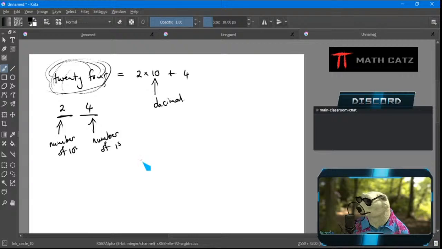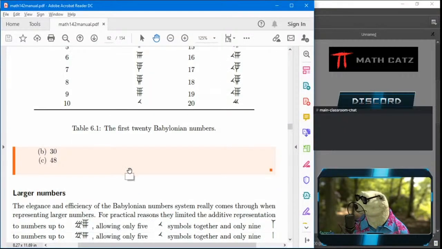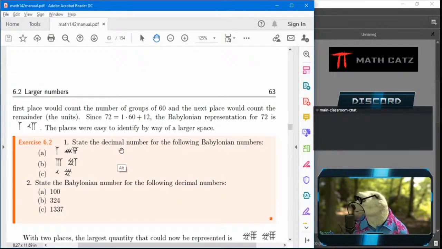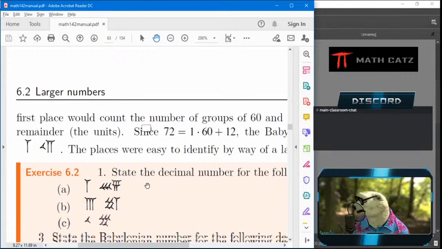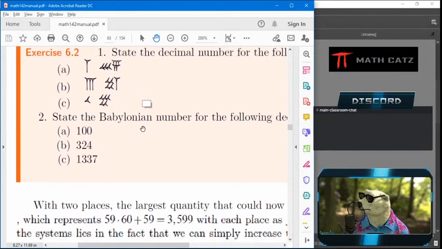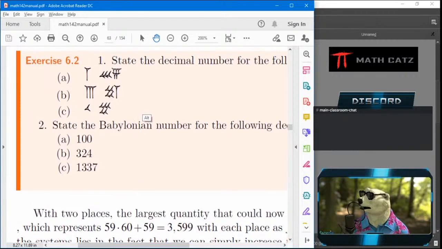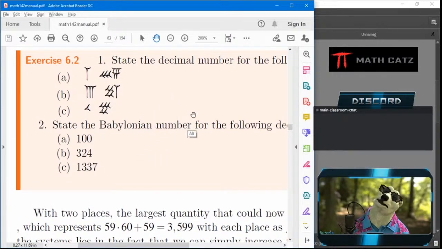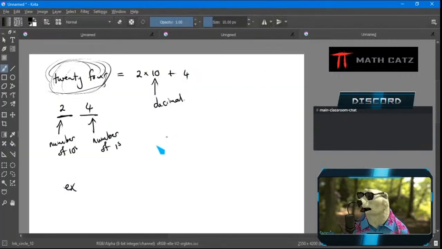Place value system. So let's look at some exercises. And the next one is exercise 6.2. Let me zoom in. Now, I don't want to go too fast here. We've got lots of time. We have tomorrow as well. So we definitely have the time to just ease into it. But the place value concept is a key concept of this number system.